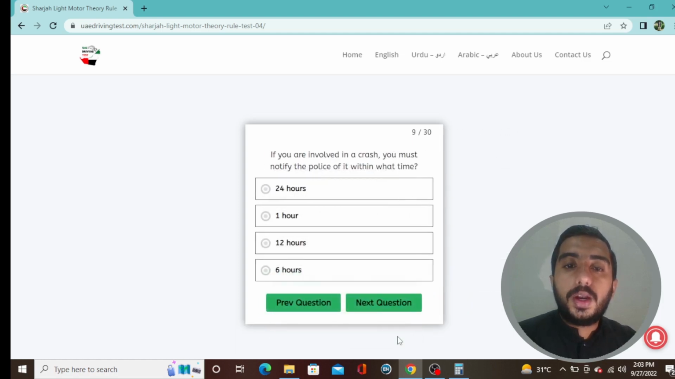Next question. Our next question is, if you are involved in a crash, you must notify the police of it within what time? You must notify the police within 6 hours. Option D is the correct one.